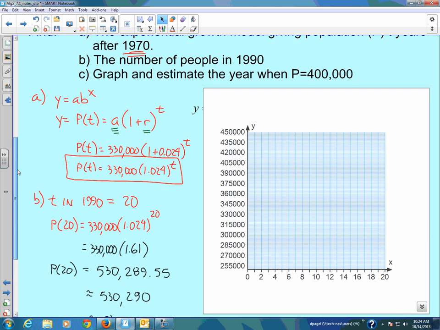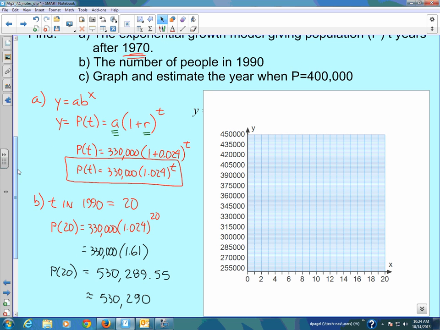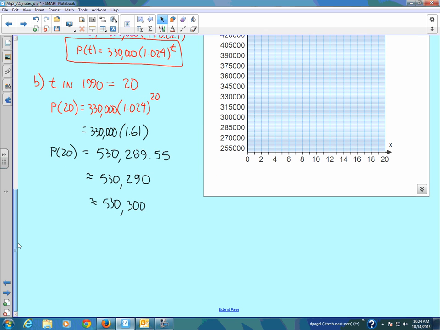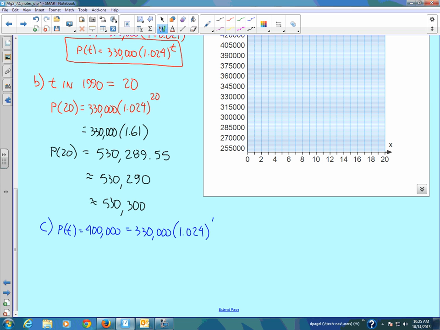The next part of the problem: graph and estimate the year when the population will be equal to 400,000. All right, so now it's a little different. Now I've been given my final amount. I've been given P of T is 400,000 people, and this is supposed to be equal to 330,000 times 1.024 to the T value.